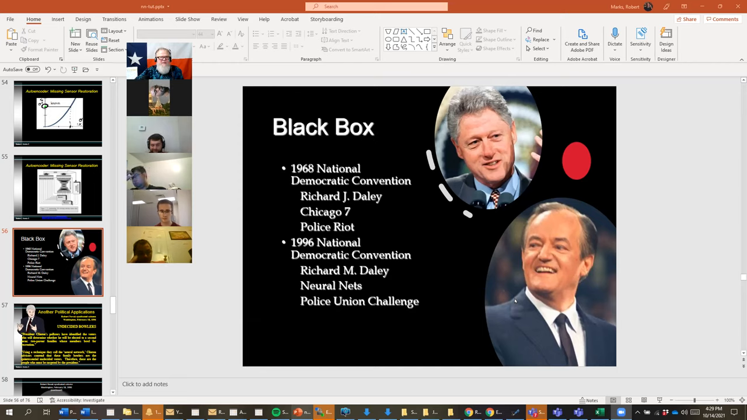They would go to $100,000 a plate Republican fundraisers, and they would set out a table outside and give away free bologna sandwiches. I mean, that was the sort of fun stuff that they did.